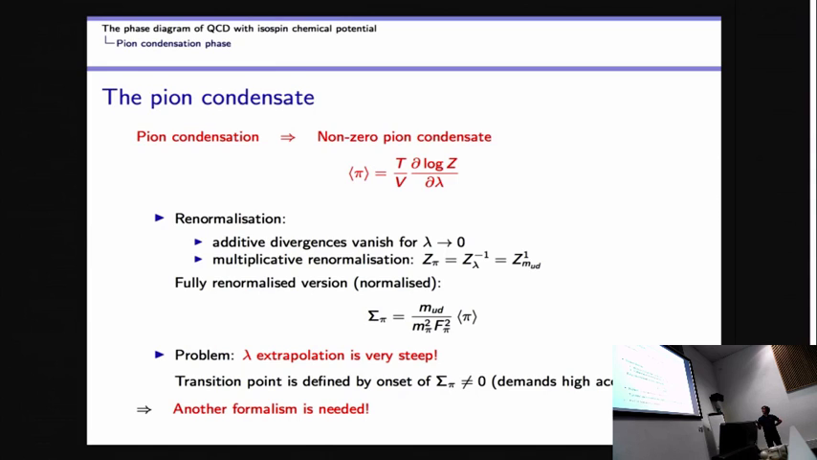That might also have to do with the fact that it's actually the derivative with respect to lambda of the energy, basically. All right. So in addition, the transition point itself, so the onset of the pion condensation phase, is defined by the point where it leaves the value of 0. And to really determine this point with high accuracy, that really demands high accuracy in your lambda extrapolation. So it's really hard. So we actually need another formalism for this quantity here.